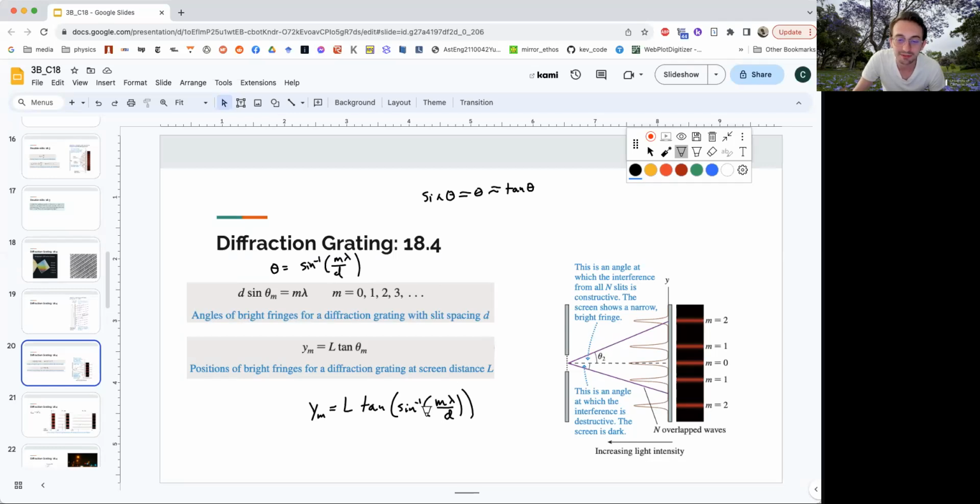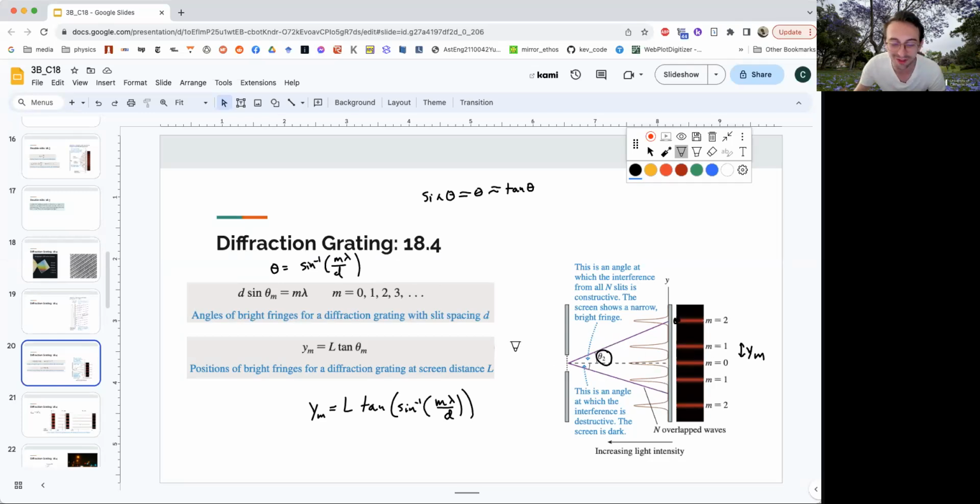So just plug in your m, lambda, and d, take the inverse sine of them, take the tangent of whatever your calculator spits out for that, multiply it by L, which is how far away the diffraction grating is from what you're projecting the interference pattern on. And by doing all of that, you'll get the position of these bright spots, right? So the vertical position here, this is that y sub m, and then the angle here, they label theta 2. This is the angle to get up to the second bright spot here from the horizontal.